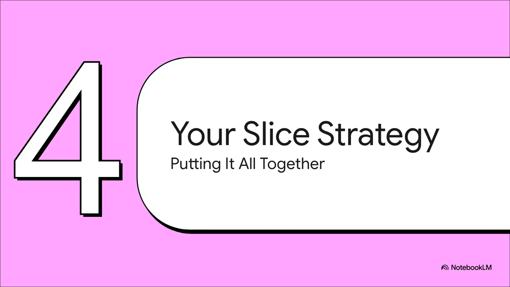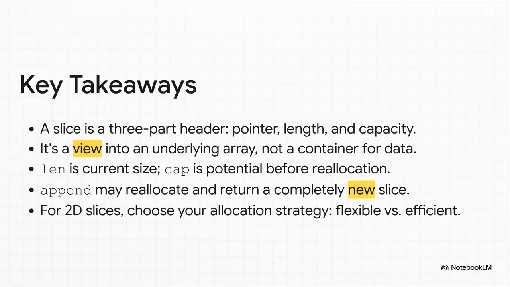Whew, okay. We have covered a lot of ground here, right? From the basic anatomy of a slice all the way to these advanced allocation strategies. So let's bring it all home and just recap the key things you need to remember. Let's just lock these 5 ideas in. Number 1, a slice is just a header, a view into some array. 2, always distinguish between its length and its capacity. 3, and this is critical, always reassign the result of append in case a new array was made. And finally, be smart and strategic when you're allocating 2D data.